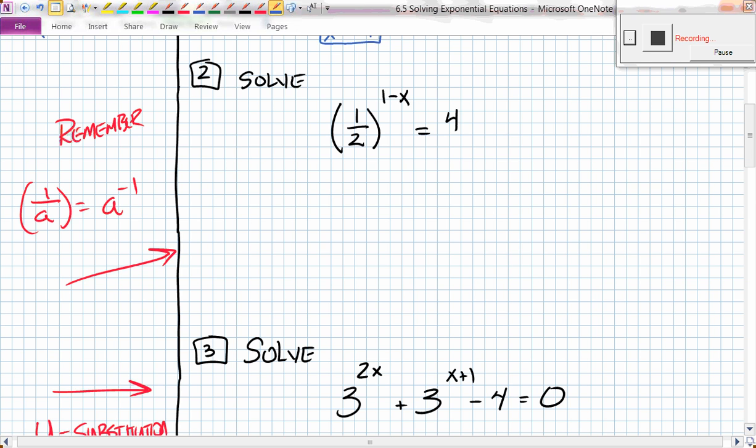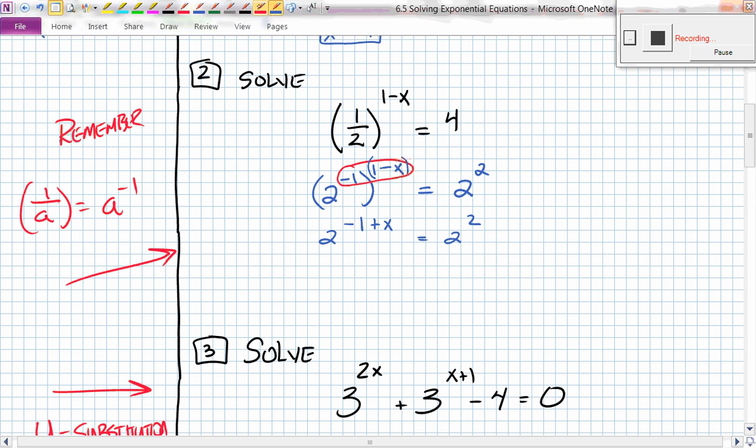What could the left-hand side be turned into? 2 to the what? 2 to the negative 1, all to the 1 minus x, equals 2 squared. You guys with me on that? I'm not quite out of the woods yet. What do I do when I raise an exponent to an exponent here? I need to multiply them, right? So that means I'm going to have 2 to the negative 1. Now, don't forget to distribute this. So that's going to be negative 1 plus x is equal to 2 squared.